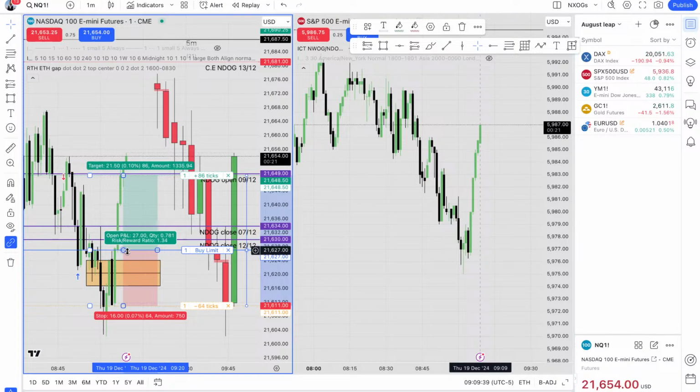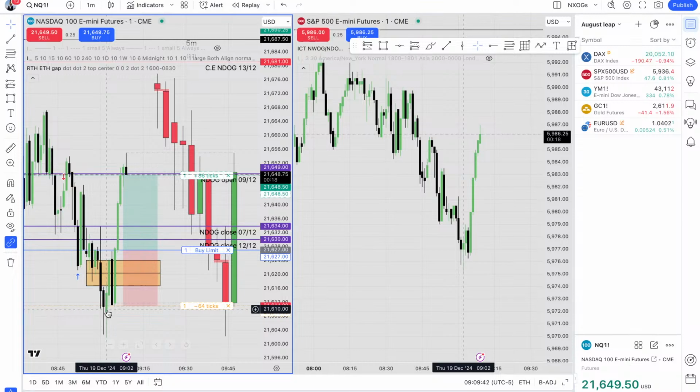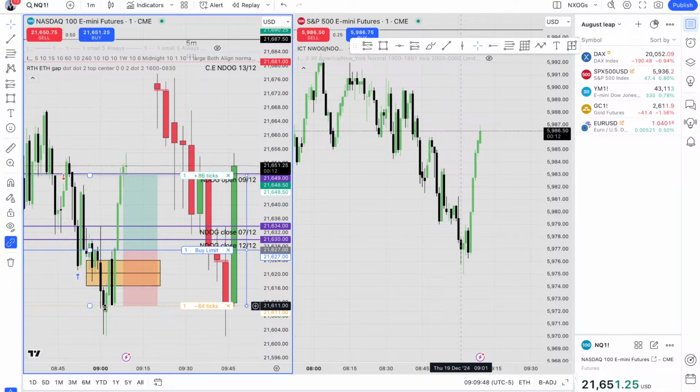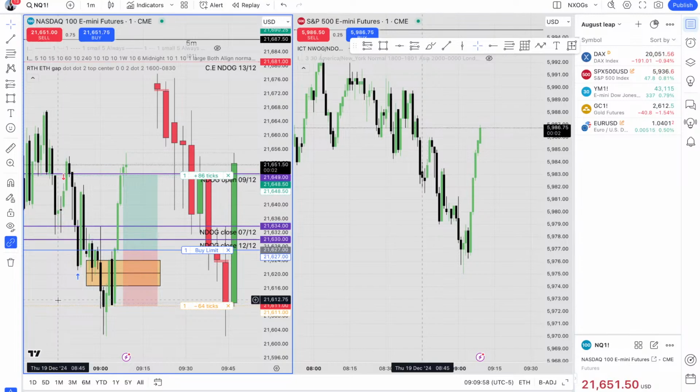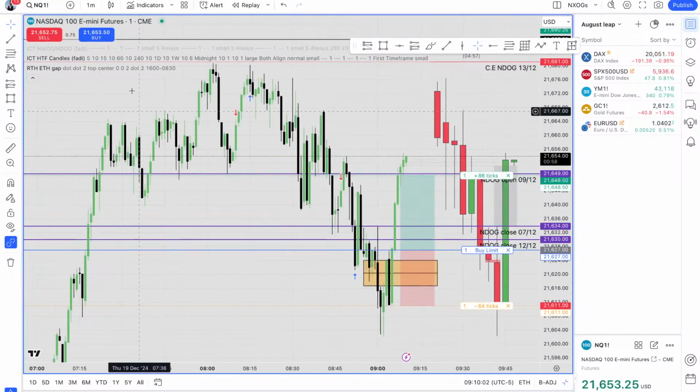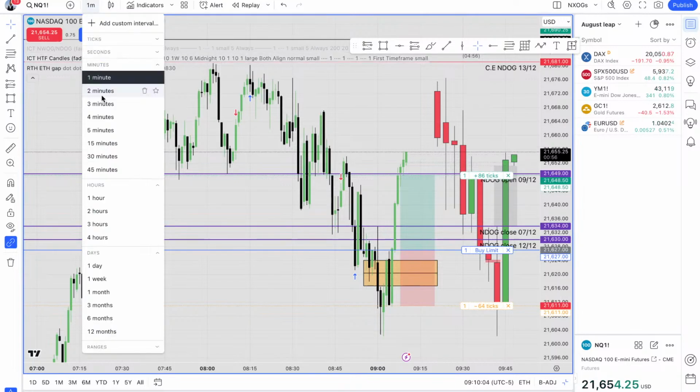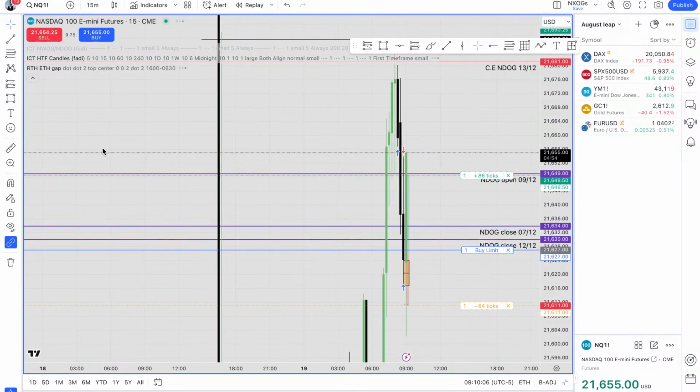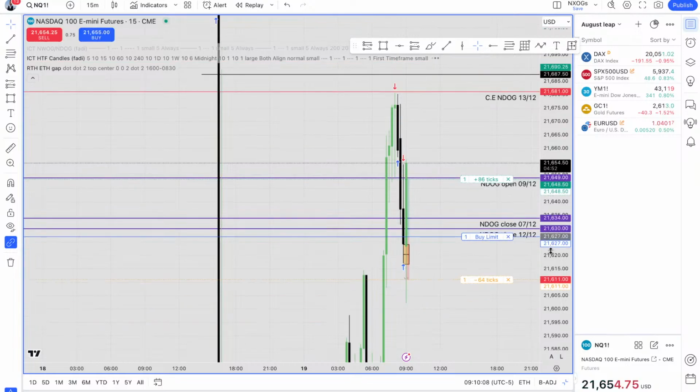Yeah, the price just ran away. But it makes sense, right? I told you, because we already were at a very interesting level. We already reached the midpoint, the equilibrium, we reached the discount, and then we were already in a higher time frame breaker. Let's see that again. It was really a nice entry.